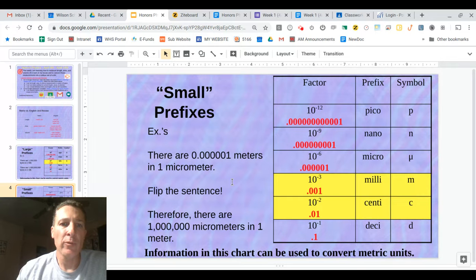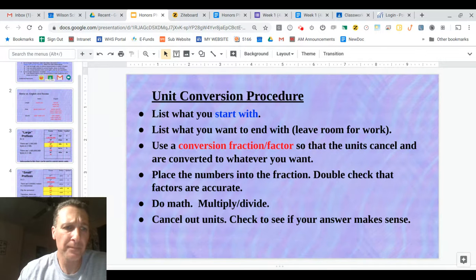A lot of times when you create a conversion fraction to do your unit conversion, we like to flip the sentence. So if a micrometer is a millionth of a meter, therefore 1 million micrometers is equal to 1 meter. Students tend to latch on to this sentence a little bit easier than the first one. Right? So whenever we are doing a unit conversion, you always want to list what you're starting with. You want to leave room for you to get to your units that you want.